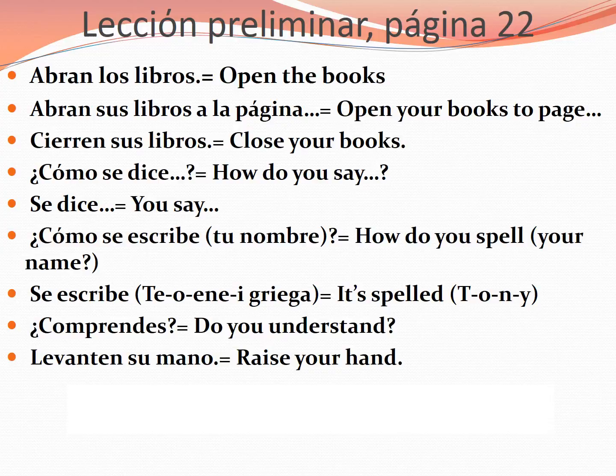¿Cómo se dice blank? How do you say blank? Se dice blank. You say blank. ¿Cómo se escribe blank? How do you spell blank? Often we would ask this when we're wanting to know what someone's name is if we can't quite understand what we're hearing very well. So then that would be ¿Cómo se escribe tu nombre? As an example. How do you spell your name? Se escribe T-O-N-Y.